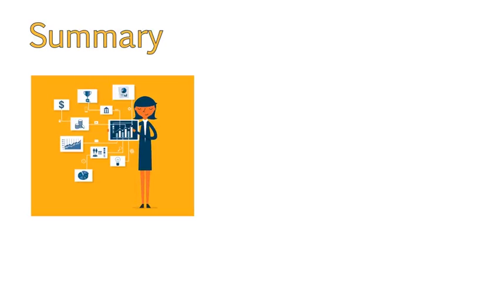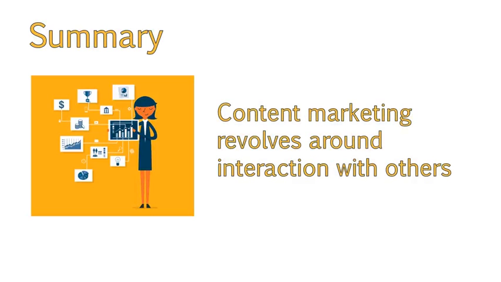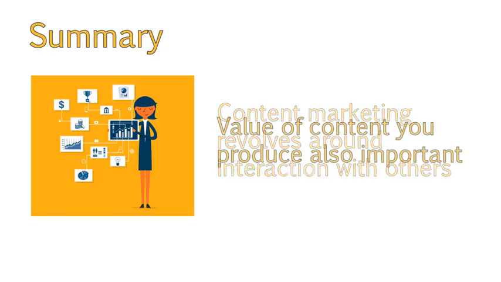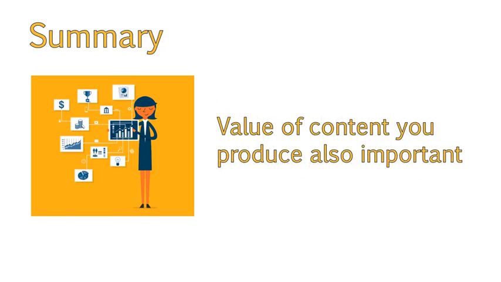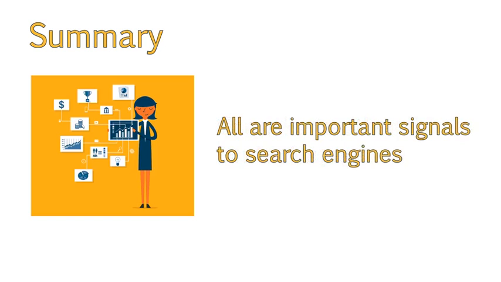What I tried to do in this lesson is give you a broader view of content marketing mechanics. A lot of content marketing revolves around how you interact with others and the value of the content you produce. As you saw, getting links to your commercial pages is good, but it's also good to get links to your other content as well. All of these signals are important to search engines. It's also important to build an audience for your content, and in the next lesson, we'll start to talk about how to do that.